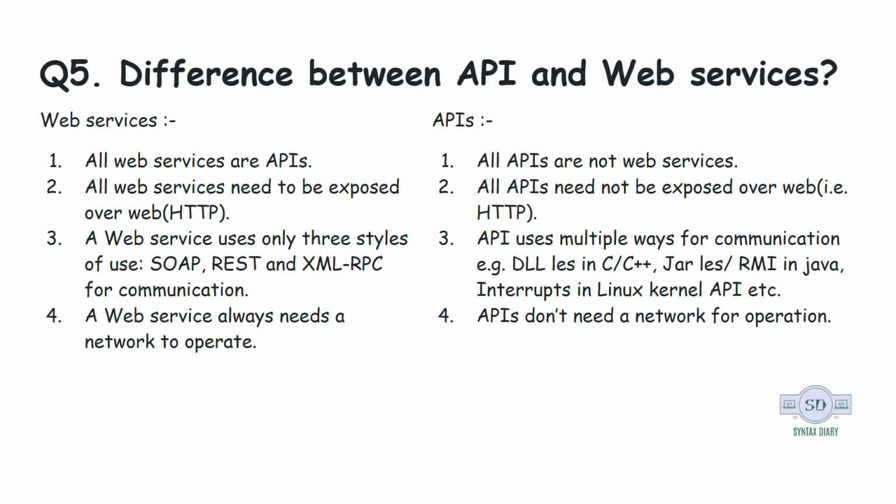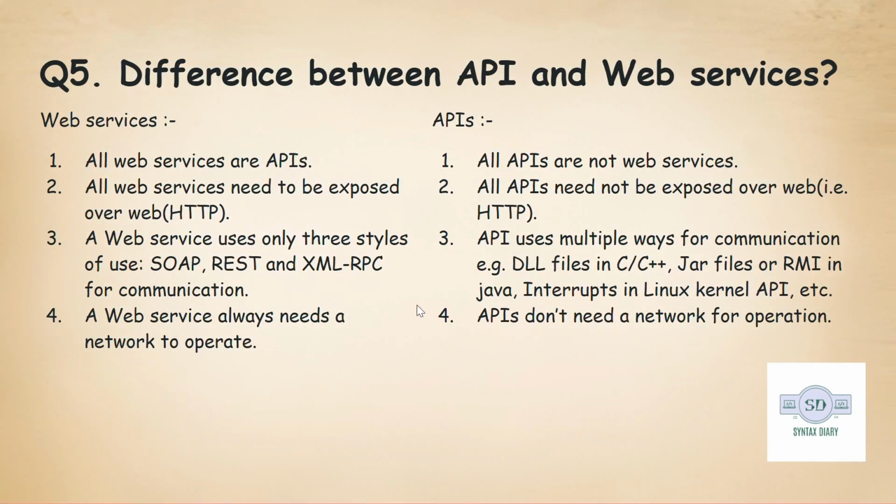Let's move to the next question. Difference between API and web services. All web services are APIs, whereas all APIs are not web services. All web services need to be exposed over web, whereas all APIs need not be exposed over web. A web service uses only three styles of use, that is SOAP, REST, and XML RPC for communication, whereas API uses multiple ways for communication, for example DLL files in C, C++, jar files or RMI in Java, interrupt in Linux kernel API, etc. A web service always needs a network to operate, whereas APIs don't need a network for operation.